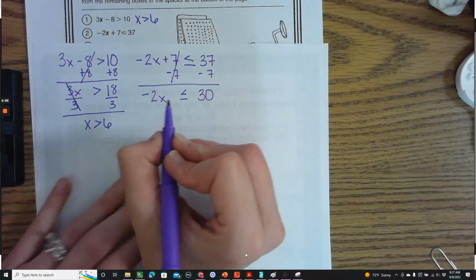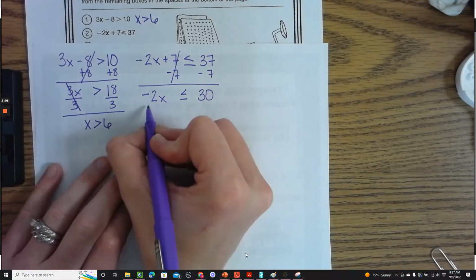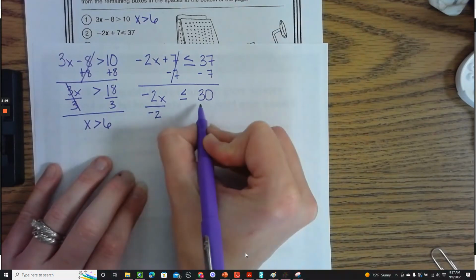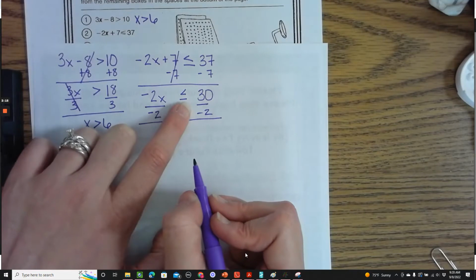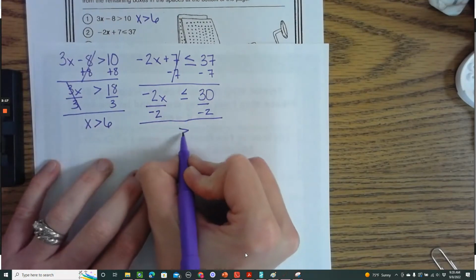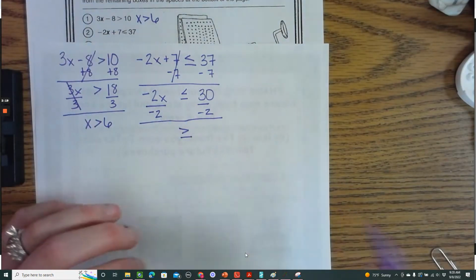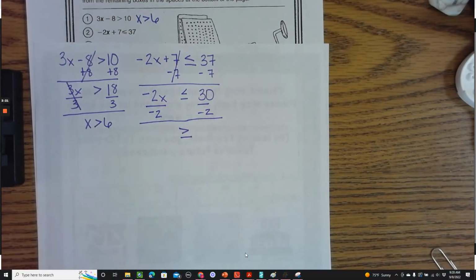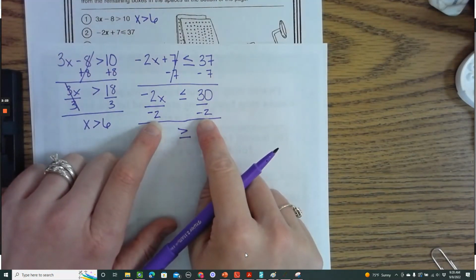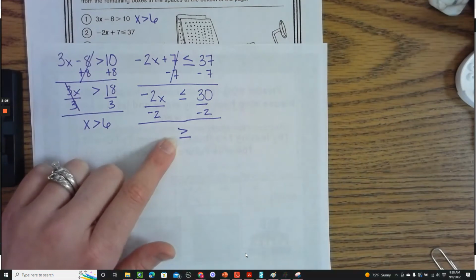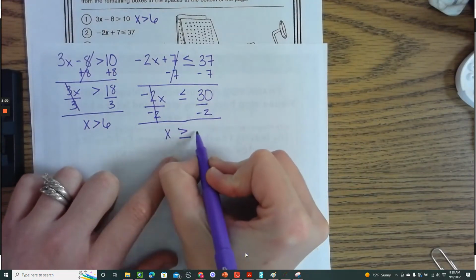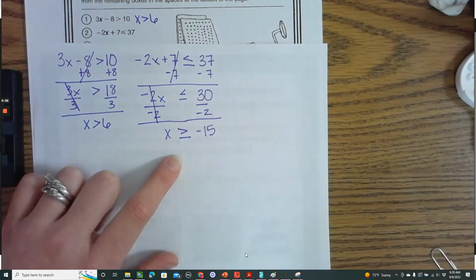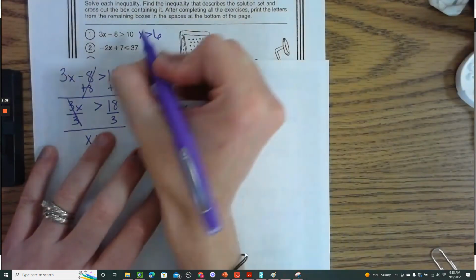So, here's the rule with inequalities. If you multiply or divide by a negative, so here we're dividing by a negative, as soon as you do that, this sign flips directions. So it's just one of those things you have to remember with inequalities. If you multiply or divide by a negative, that sign reverses. So this cancels. 30 divided by negative 2 is a negative 15. And that's my answer.